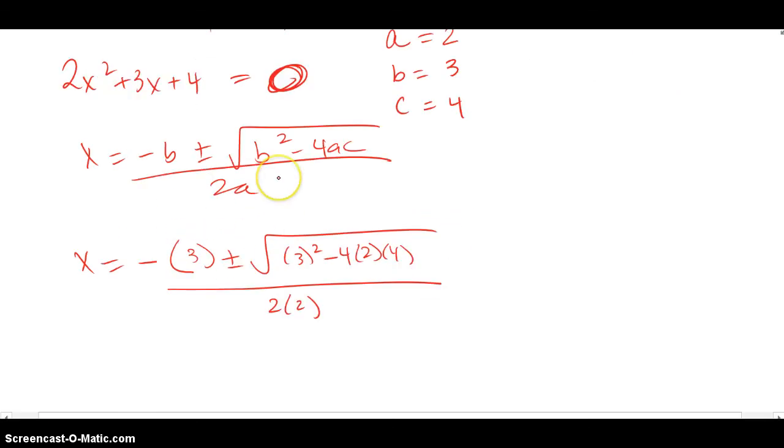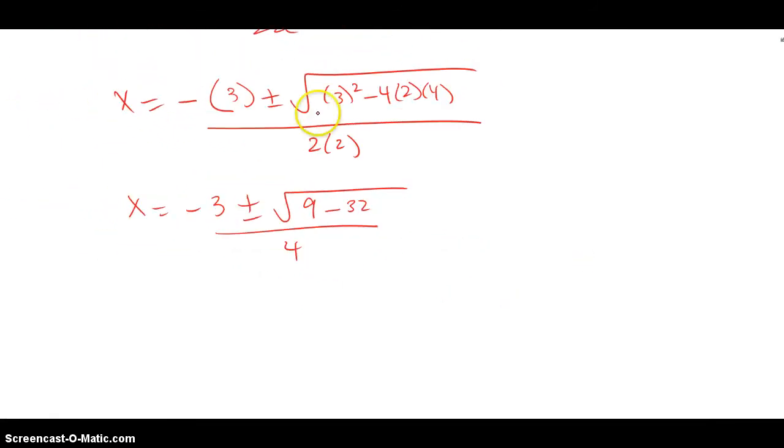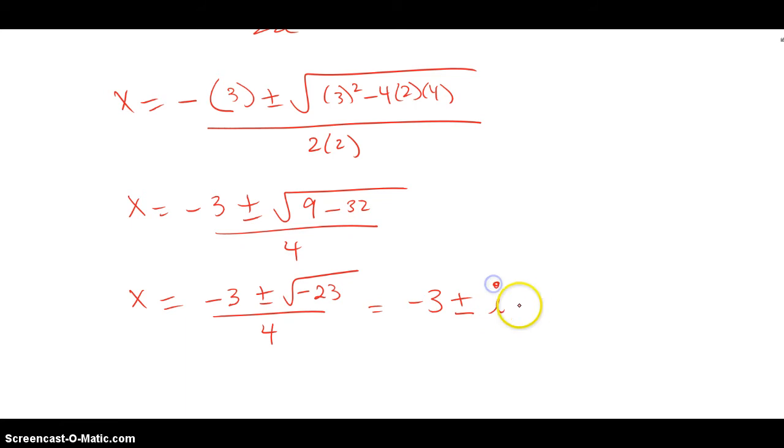So I got them plugged in. Now I'm going to go ahead and simplify. Okay, and it looks like I get 9 minus 32, which is going to be negative 23. And notice that's going to create complex solutions. So I have negative 3 plus or minus, I'm going to pull out an i. The 23 is going to remain, all over 4.